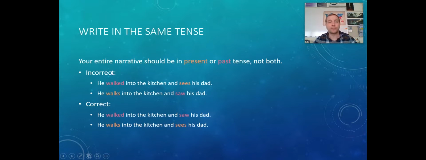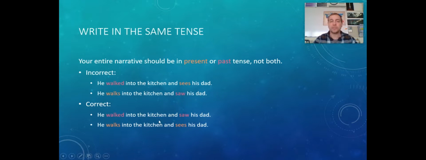So here are two ways to do this incorrectly, right? If you say "He walked into the kitchen and sees his dad," walked is in the past tense, whereas sees is in the present tense. If it were past tense, it would be saw, right? Or you could do it this way: "He walks into the kitchen and saw his dad." Right? You're mixing up your verb tenses, and you really don't want to do this in your story.